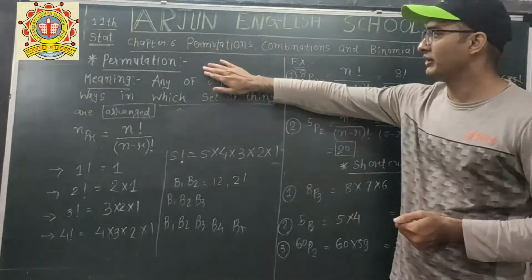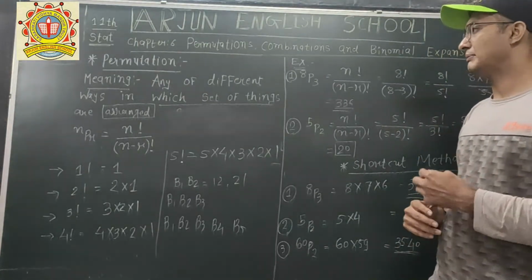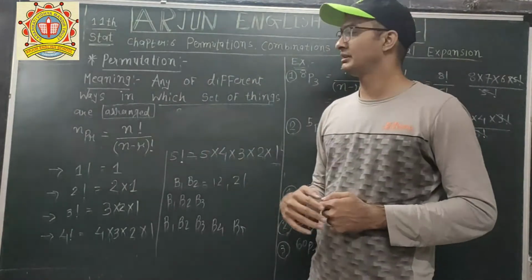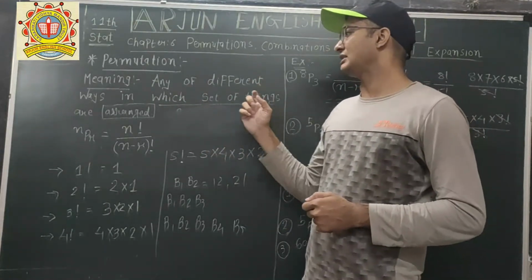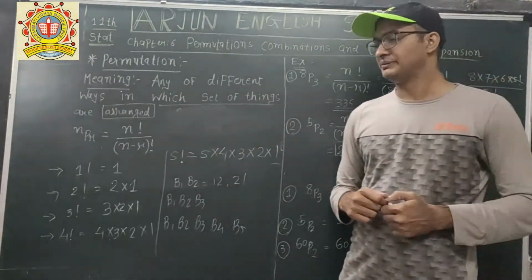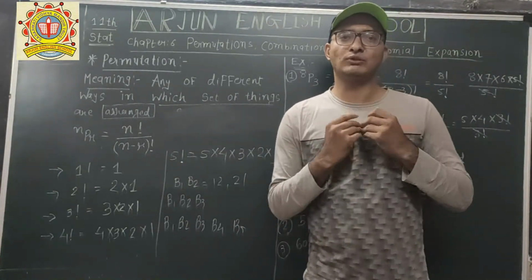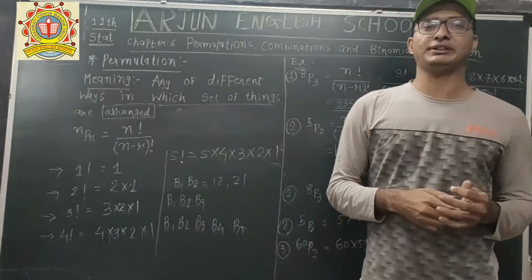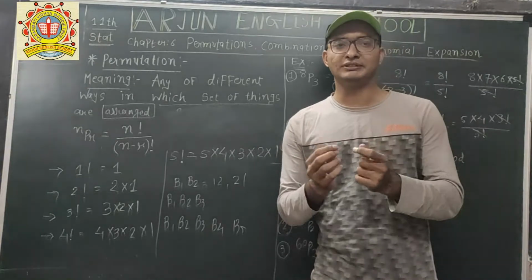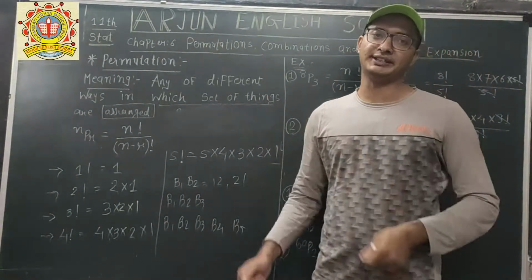Now my first topic is permutation. And what is the meaning of permutation? Any of different ways in which a set of things are arranged. It means there are any kind of things that we have to arrange in different ways. So this kind of arrangement we call permutation. It means permutation is directly linked with the arrangement of anything.